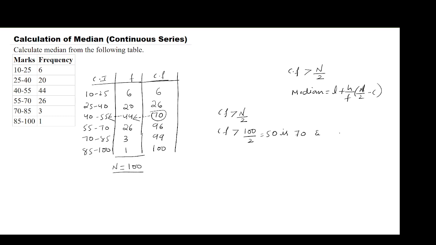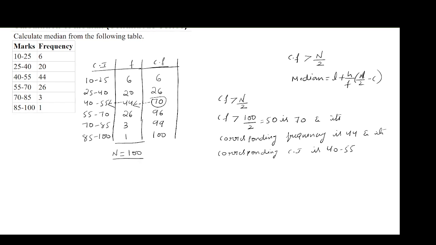So cumulative frequency greater than 50 is 70, and its corresponding frequency is 44, and its corresponding class interval is 40 to 55. So these are the things I have to find out.